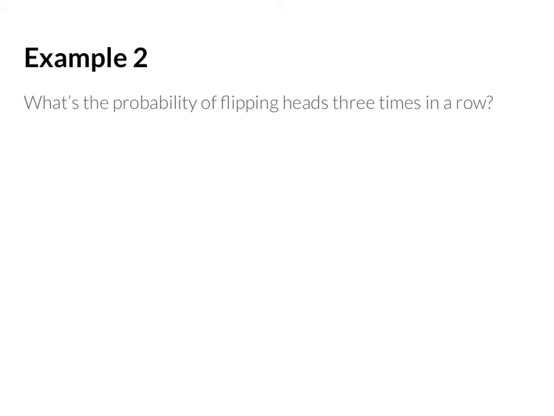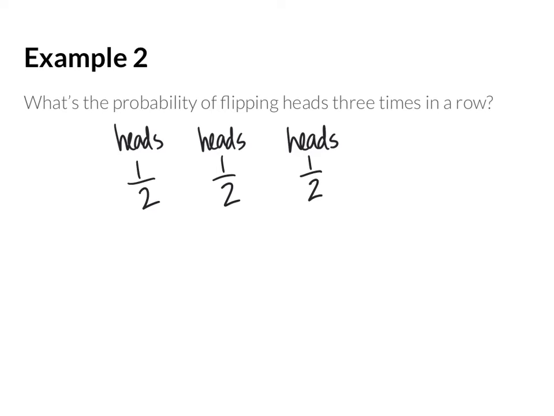For example 2, what's the probability of flipping a coin and getting heads 3 times in a row? So I would have to get heads, and then I would have to get heads, and then I would have to get heads again. Well, the probability of getting heads the first time is 1 in 2. The probability of getting heads the second time is 1 in 2. And the probability of getting heads a third time is 1 in 2. The probability of all 3 of those happening is the product of each one. That gives me a 1 in 8 chance of getting heads 3 times in a row.